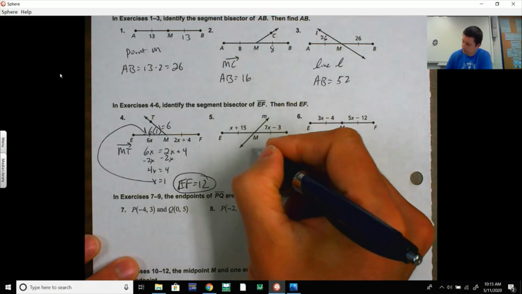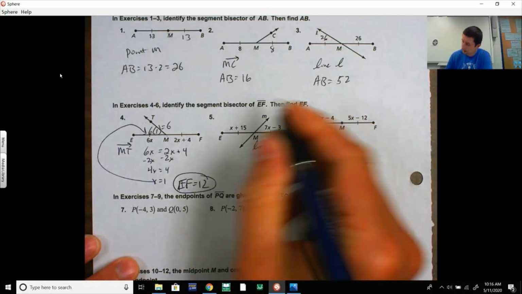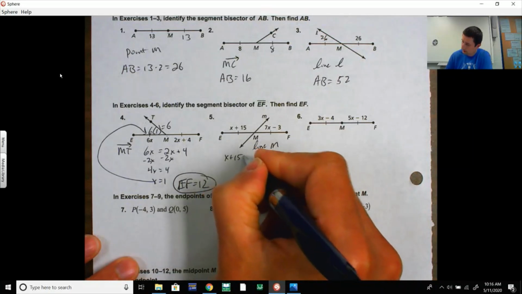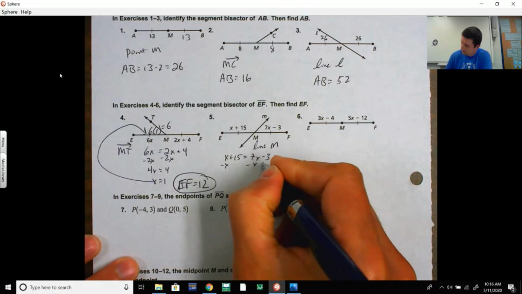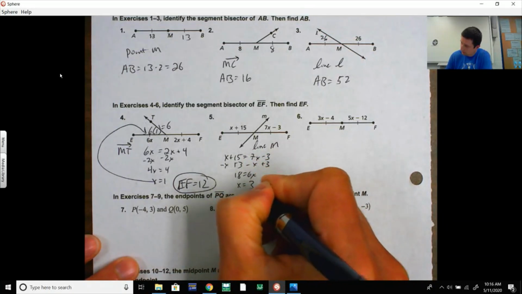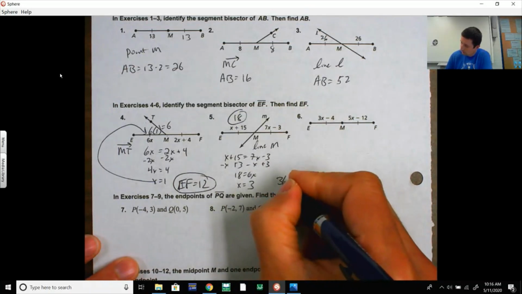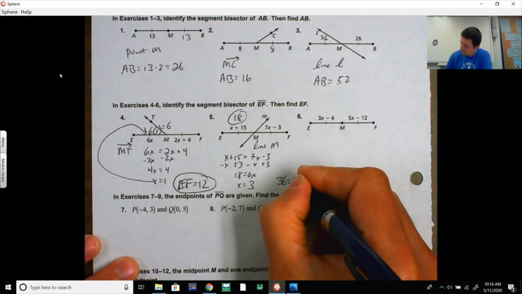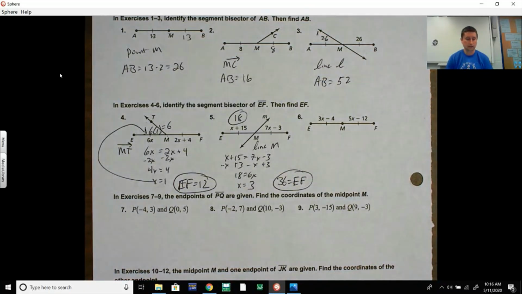Segment bisector here is line m, lowercase m. x plus 15 equals 7x minus 3, minus the x, plus the 3 over here, so 18 equals 6x, so x equals 3. That means that is 18. 18 times 2 is 36. So EF is 36.